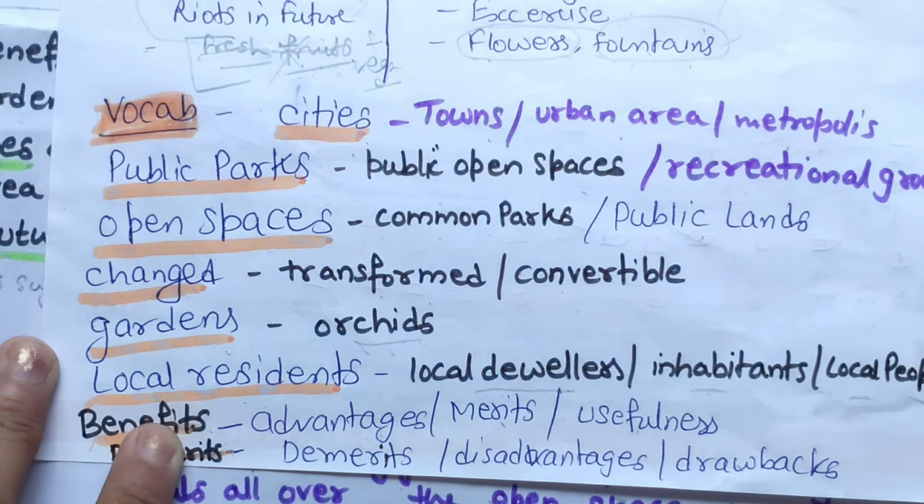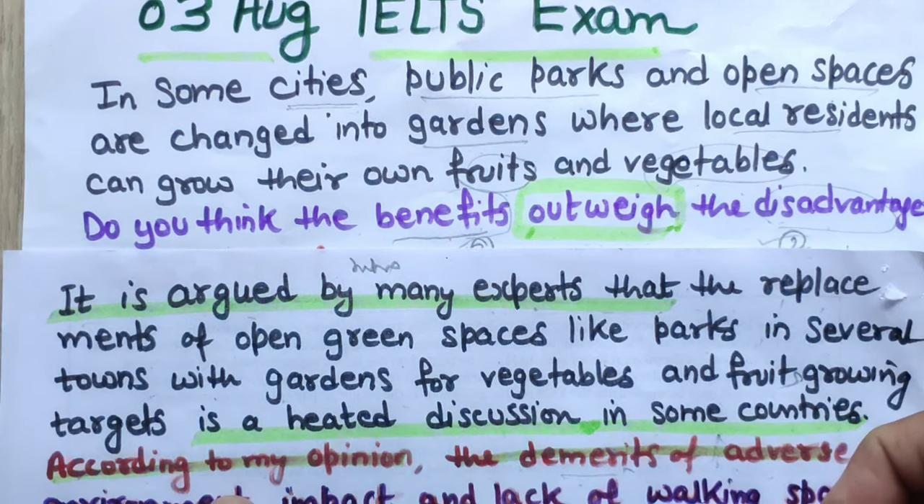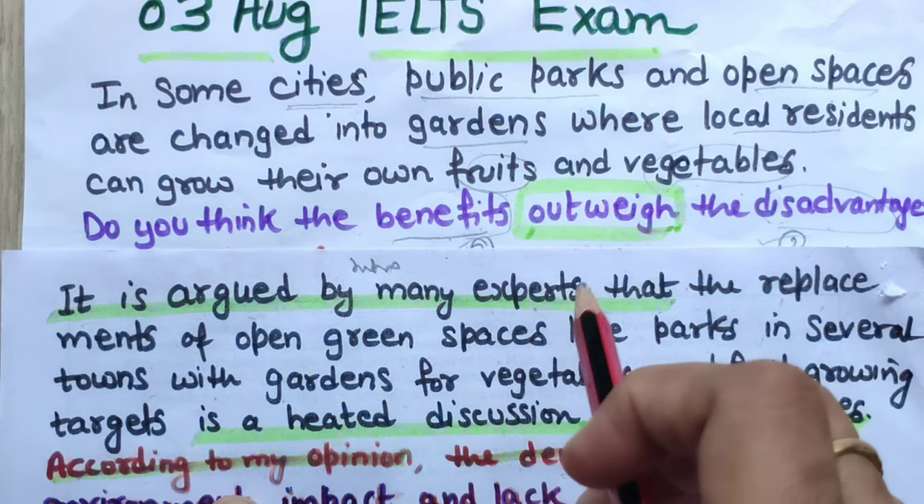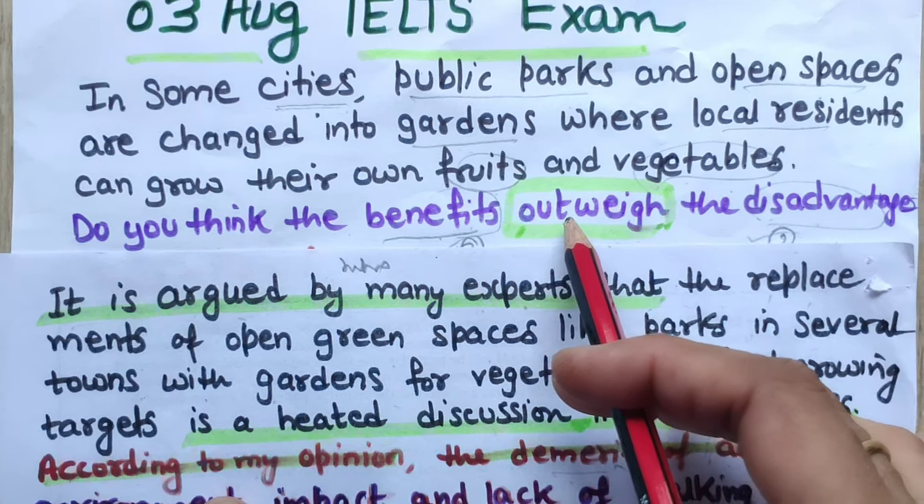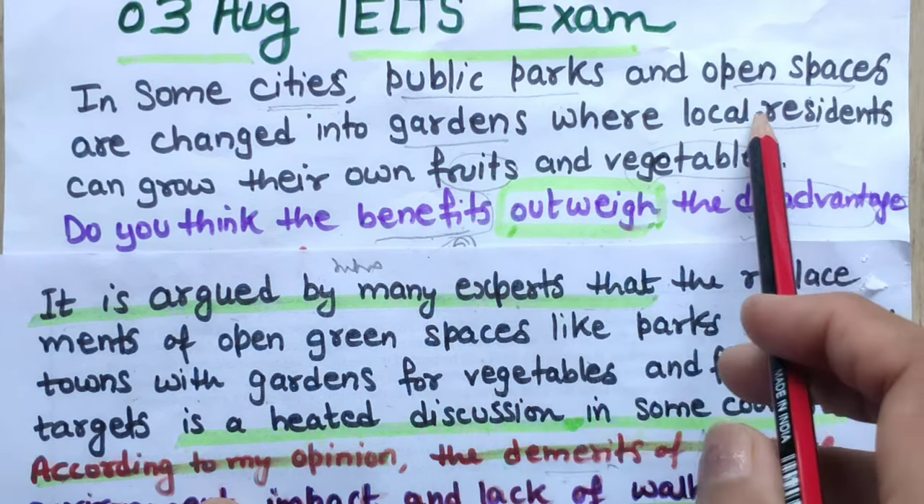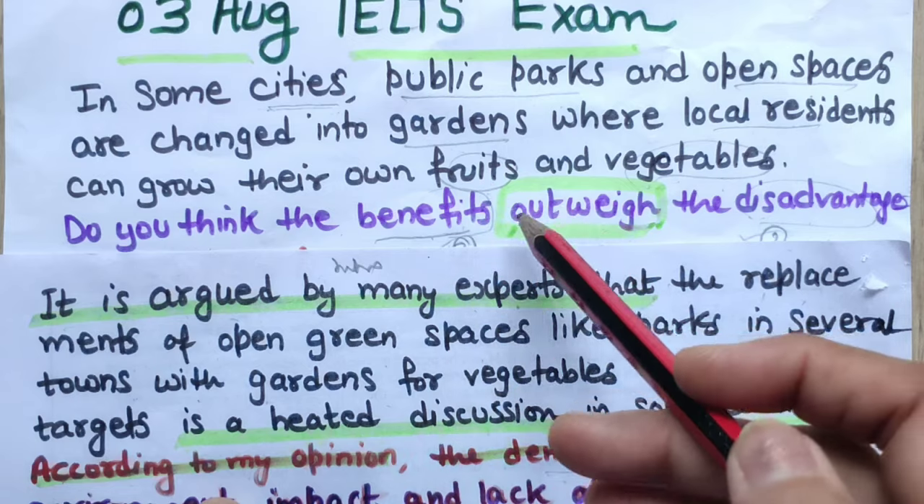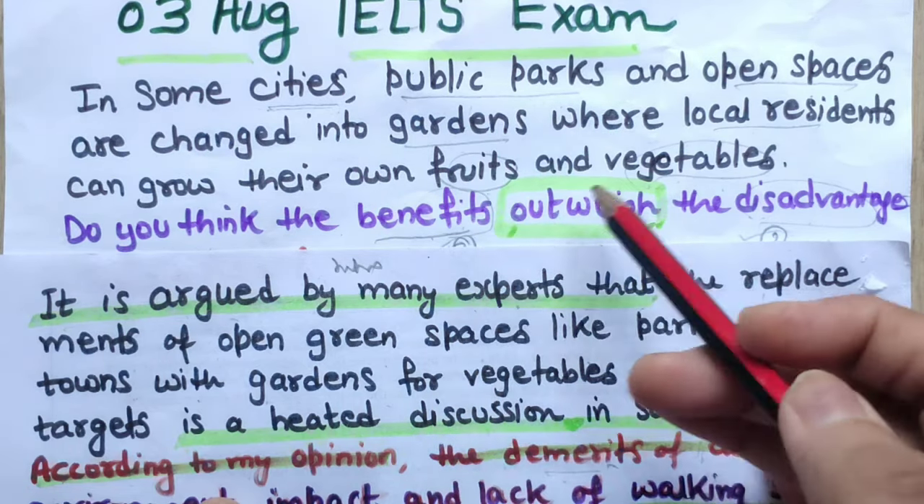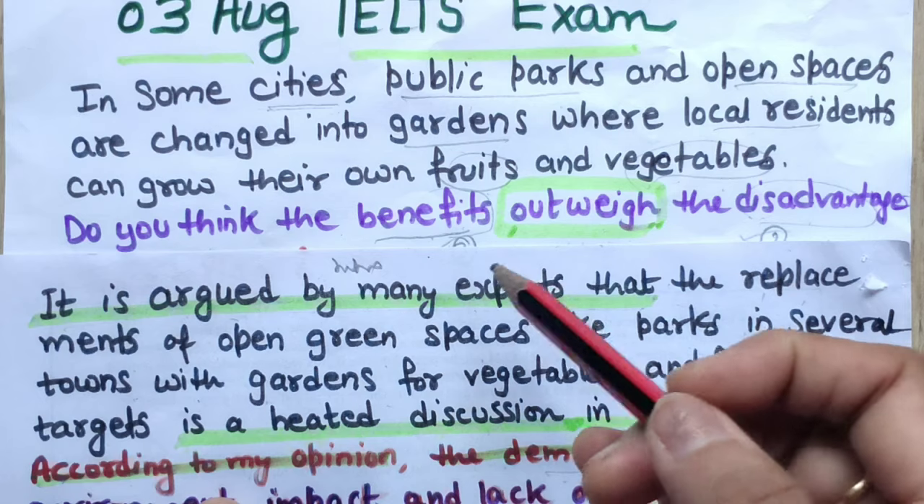Now, how to write the introduction in simple language. There is a 3-sentence formula, but if you can't write a general sentence about the main topic, here you should write about the importance of public parks and open spaces and fresh vegetables. You can write about public parks, or about fresh vegetables from gardens, anything.